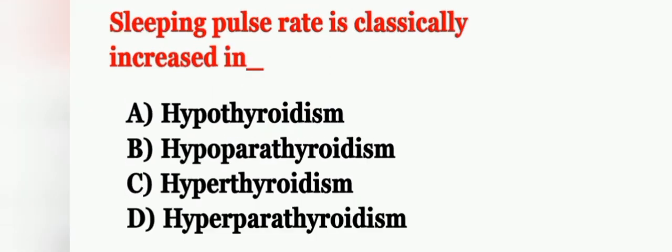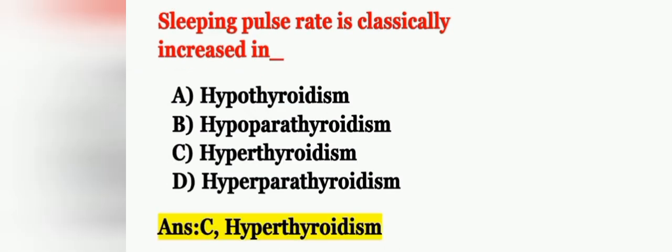And the next question, sleeping pulse rate is classically increased in: Option A, hypothyroidism. Option B, hypoparathyroidism. Option C, hyperthyroidism. And option D, hyperparathyroidism. Correct answer is option C, hyperthyroidism. Sleeping pulse rate is increased in hyperthyroidism.